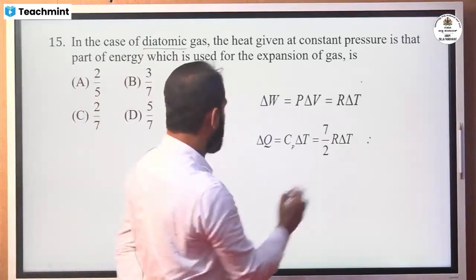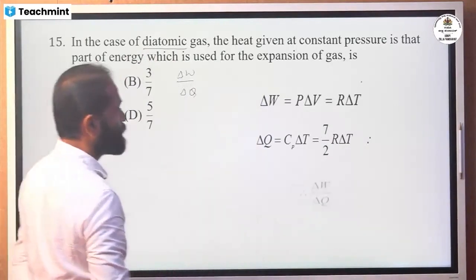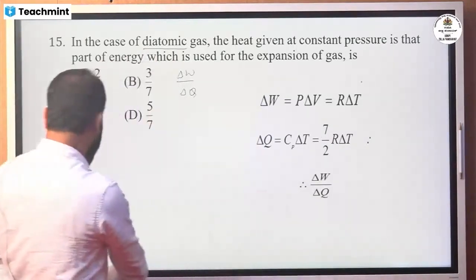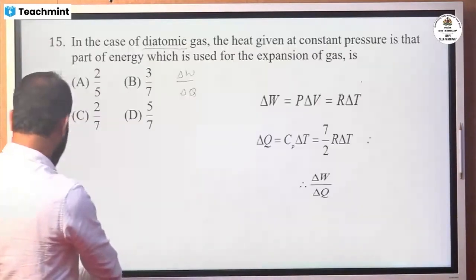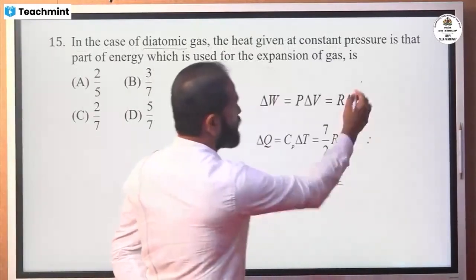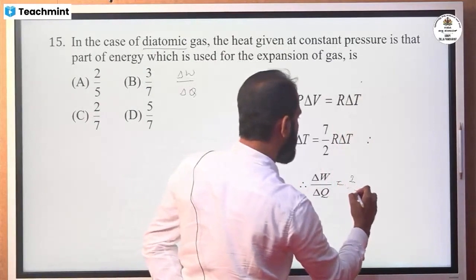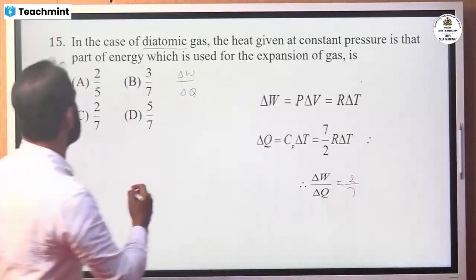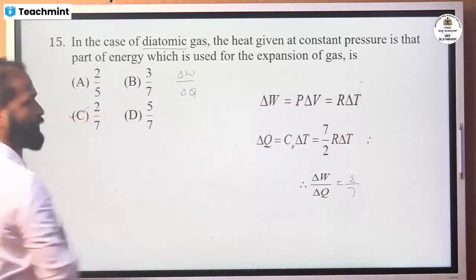So we will substitute, then take the ratio. So delta W divided by delta Q. When we take the ratio, delta T cancels, R cancels, and we get 2 by 7. So 2 by 7 is option C.